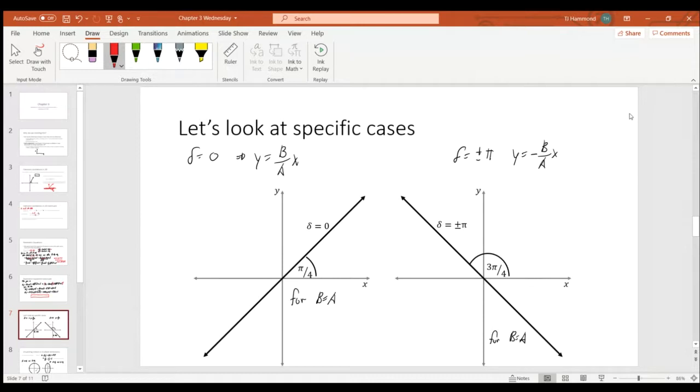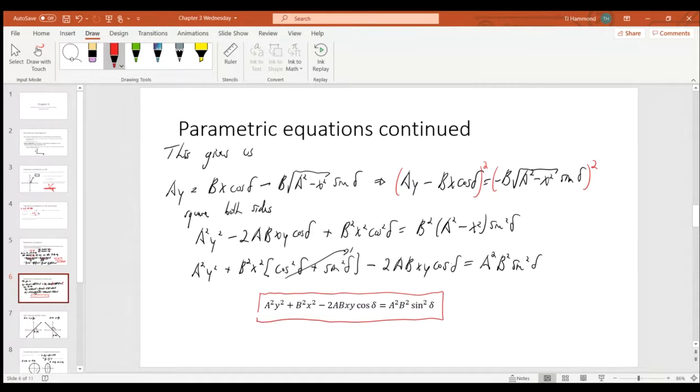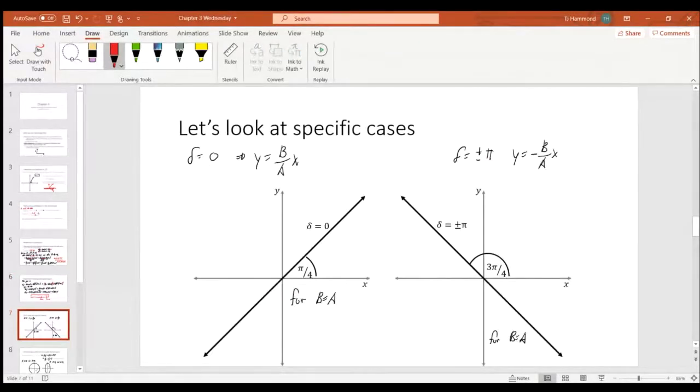Okay, so if we look at the specific case for delta equal to 0, then cosine delta gives us 1, and sine squared delta is going to be equal to 0. So then what's left over, you can simplify to get y is equal to b over a times x.